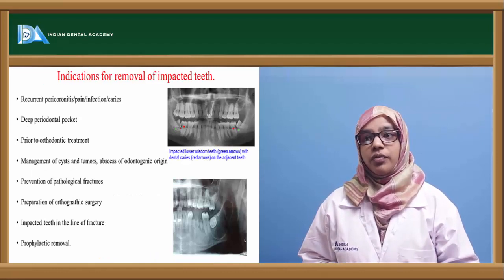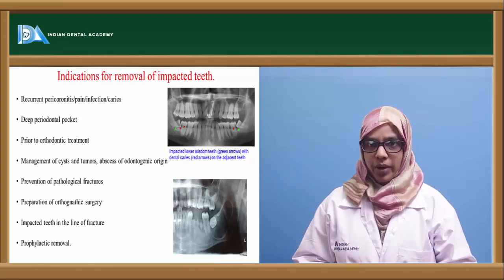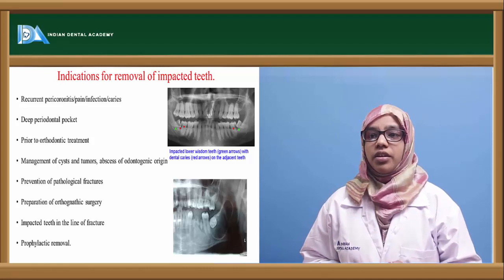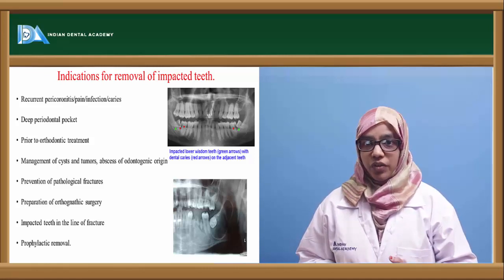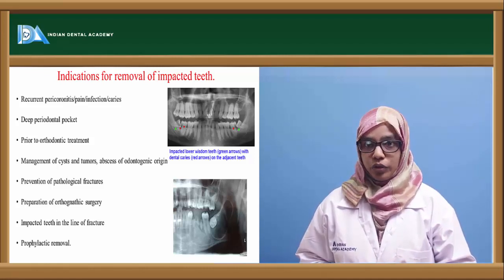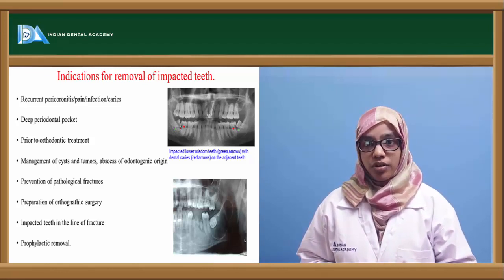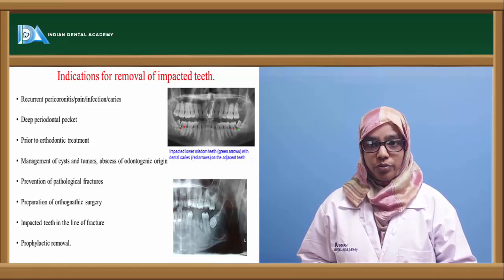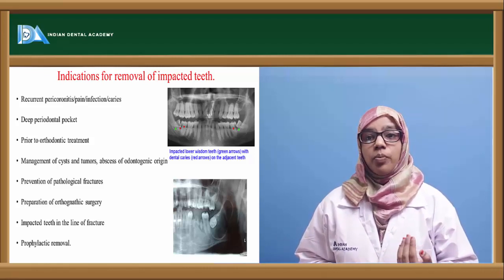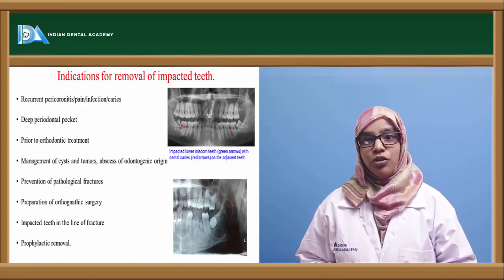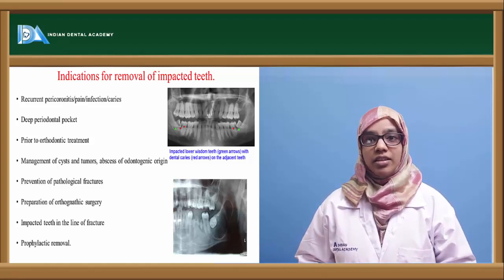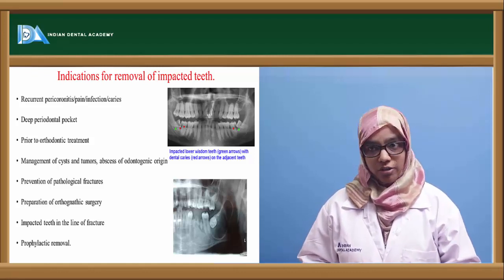Let's move on to the definitive indication of removal of an impacted tooth. When there is a recurrent pericoronitis, pain, infection and dental caries, you have to remove the tooth. When there is a deep periodontal pocket adjacent to the second molar, in that case you have to remove the third molar. If you're planning for an orthodontic treatment and you need space to mobilize the anterior crowding, in that case you can extract the third molars.